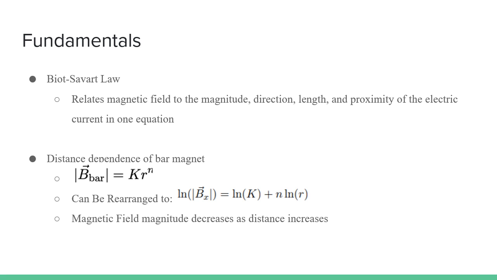So we have the distance dependence of a bar magnet equation, which is the magnetic field of the bar magnet is equal to K, which is a bunch of constants, times the distance to the number n, and we will find this number n later on. So this equation can be rearranged using natural logs to the natural log of the magnetic field is equal to the natural log of k plus n times the natural log of the distance.